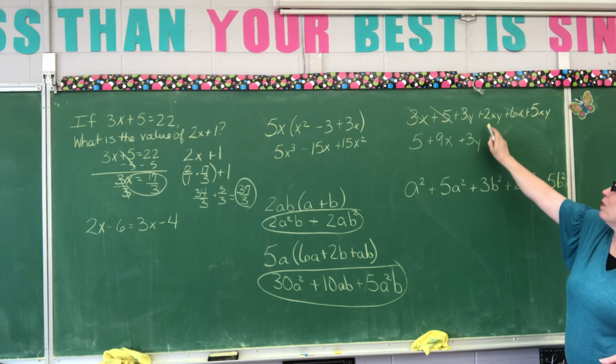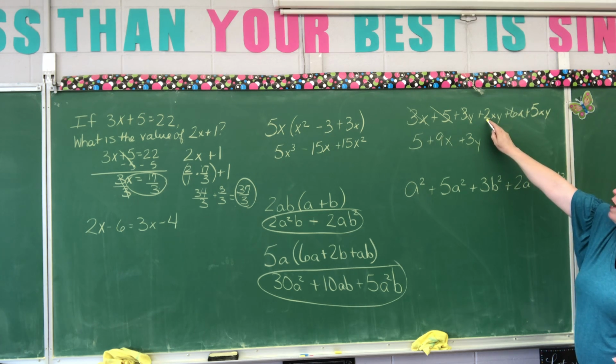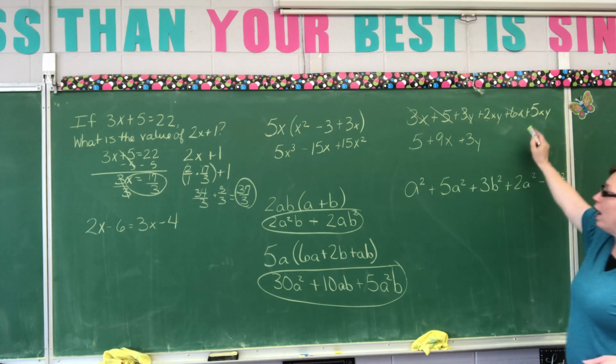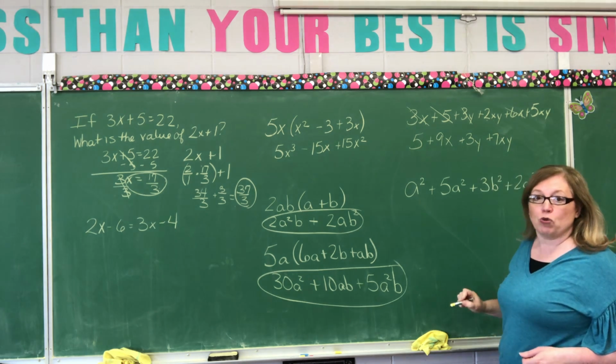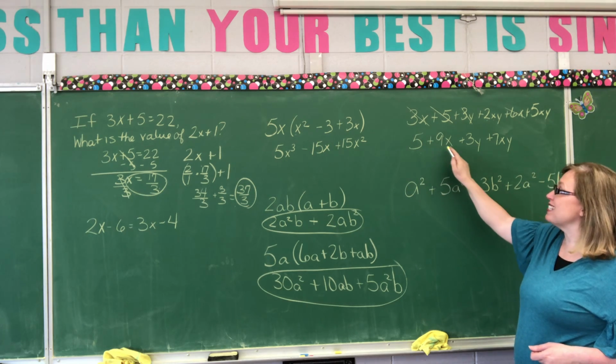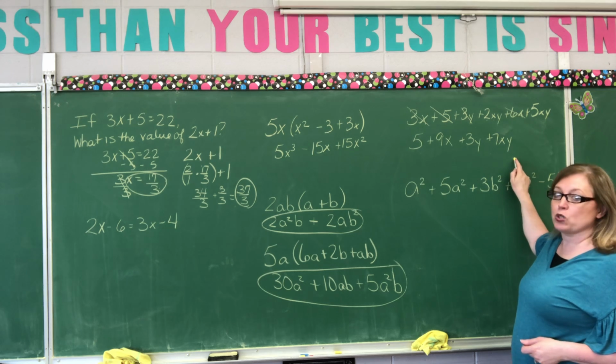Now let's look at this. We have an xy and an xy, so we're going to add them together. 2xy plus 5xy gives us 7xy. So our final answer, 5 plus 9x plus 3y plus 7xy.